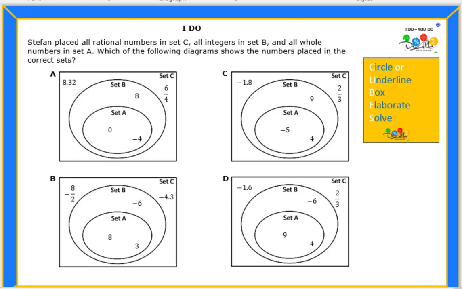Okay, so let's go ahead and circle and underline our important information. I'm going to use a highlighter, and we have rational numbers are set C. So I'm also going to use that highlighter to highlight my diagrams. I have all integers in set B, and I have all whole numbers in set A.